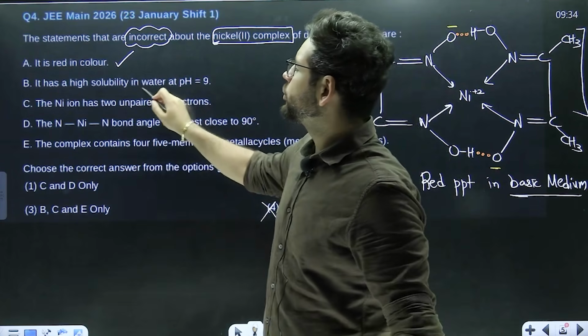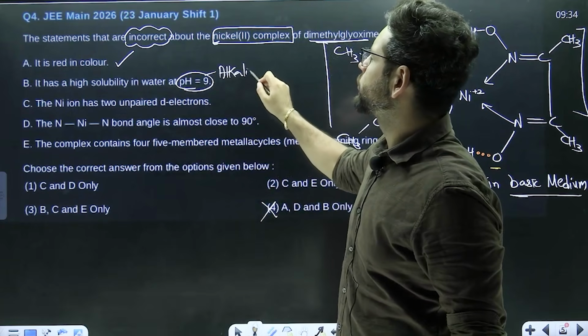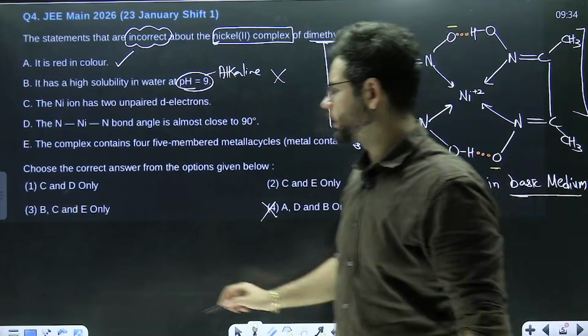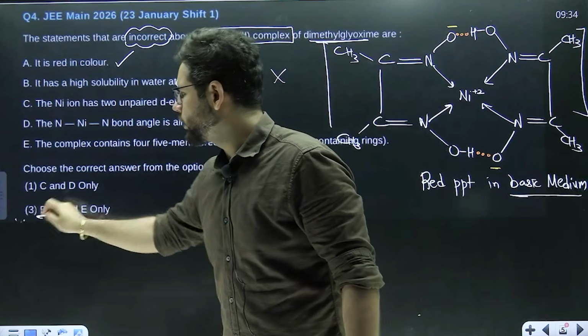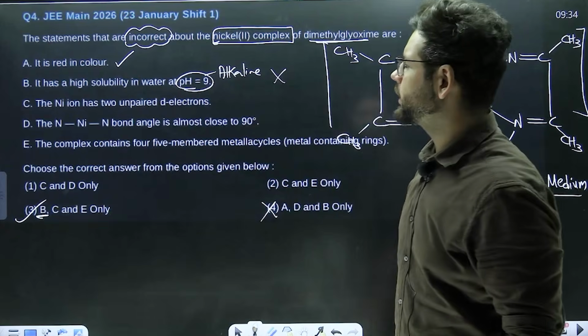It has high solubility at a pH of 9, meaning in the alkaline medium. I just told you it's a red color precipitate in the alkaline medium. So B is absolutely incorrect. So only the third option is left now. So the answer will be the third option. We'll still look at the other options.